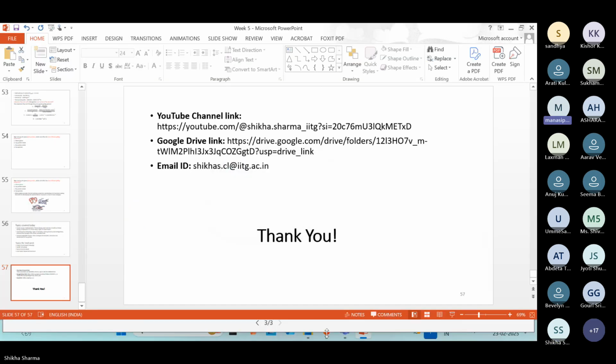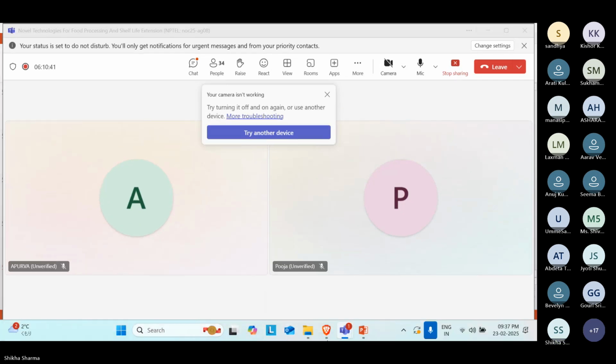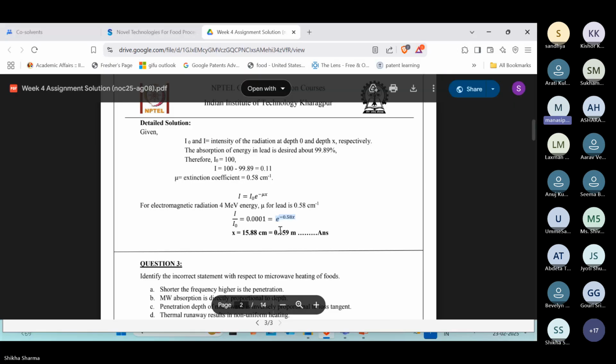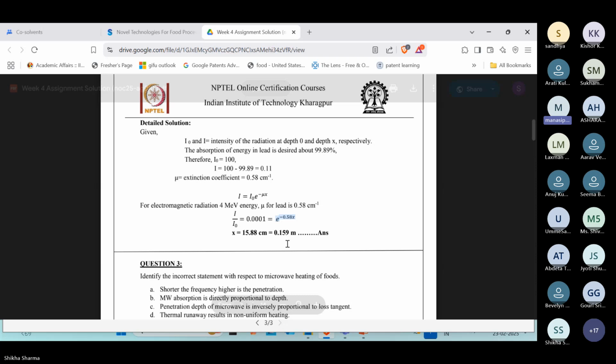Whereas the answer given is 15.88 centimeters, when it is converted into meters. It is taking this value. So if we say ln 0.0001, it is minus 9.2 divided by 0.58. Yes, so it is considering this as the value. So a little mistake is there in the calculation part.